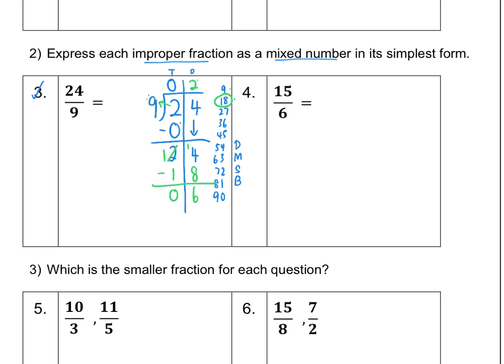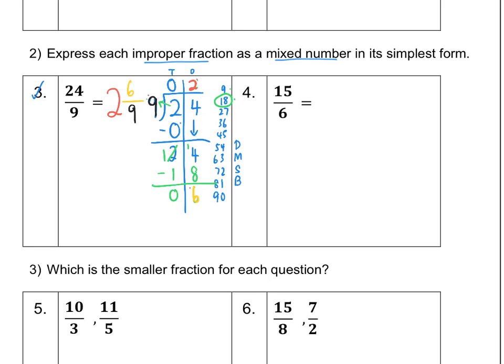So now we are going to write this as a mixed number. In a mixed number, the whole number, is it the quotient, the divisor, or the remainder? The whole number should be the quotient. So here is the quotient, the whole number. Now to write the numerator, what should it be? It should be the remainder, 6, out of the denominator, which will be the divisor, 9. So 24/9 is equal to 2 wholes 6/9.